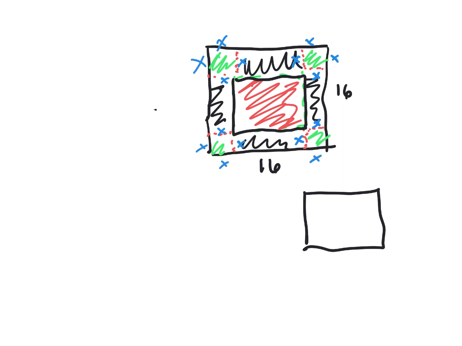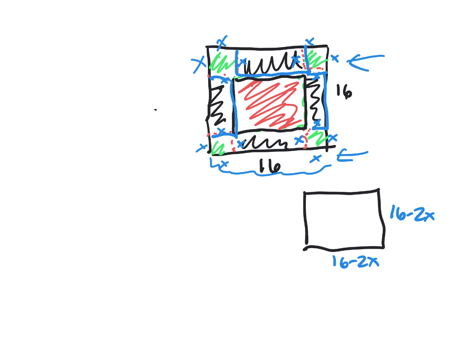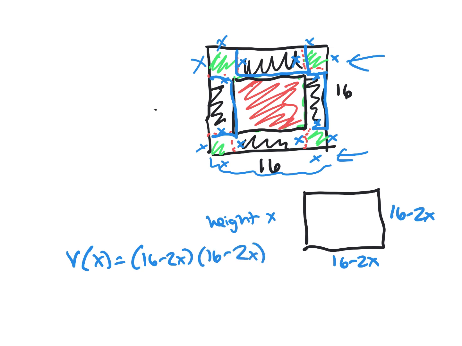So now if I think of the new dimensions of my base, it's no longer 16. I'm subtracting out X and X, so that's why it's 16 minus 2X. Same here, the other dimension also will be 16 minus 2X. In terms of the height of the box, remember all these flaps are going up, and what is the height of all those flaps? It's X. So height will be X, and it's asking for the largest volume. So volume will be length times width times height: 16 minus 2X times 16 minus 2X times X.